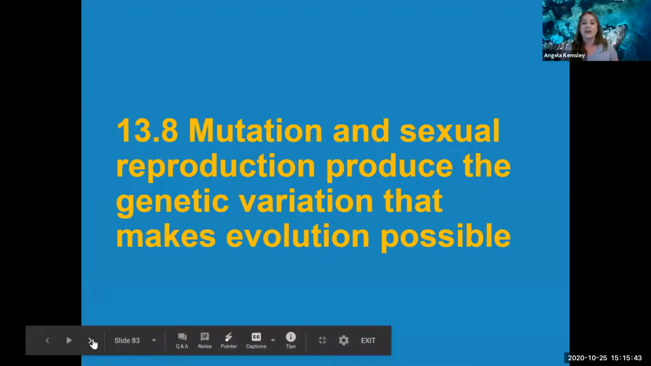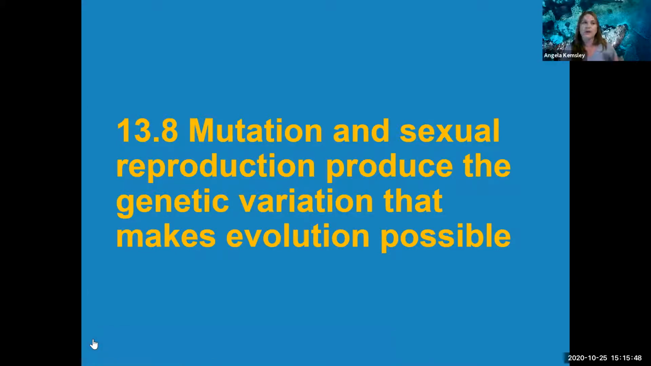Mutation and sexual reproduction produce genetic variation that makes evolution possible. Remember, one of Darwin's inferences, or one of his observations, was that populations vary genetically. There are different traits, right? Natural selection couldn't happen if every single organism was genetically identical. Natural selection happens because individuals are different. They have different genes that give them different adaptations, which then make certain individuals more likely to survive and reproduce than others. Natural selection hinges upon that genetic variation.